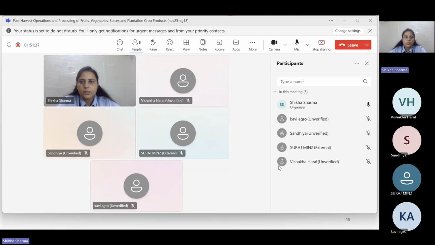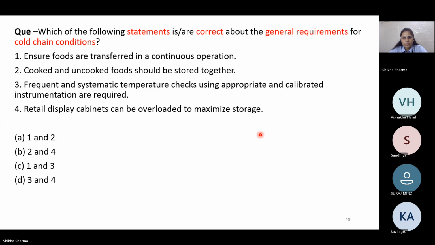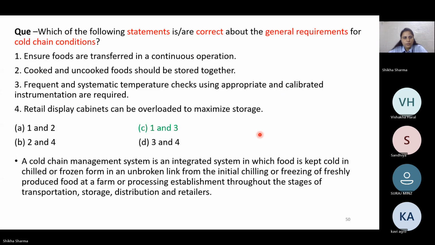Option C is correct. Option C, and 1, 3. Okay, let's see the answer. So 1 and 3, which is option C, is correct.